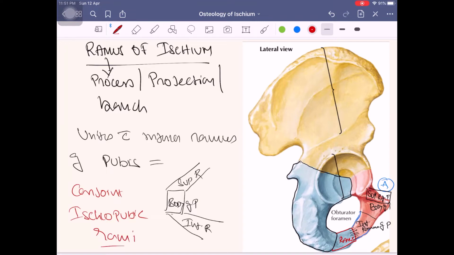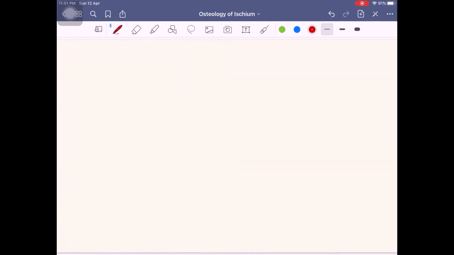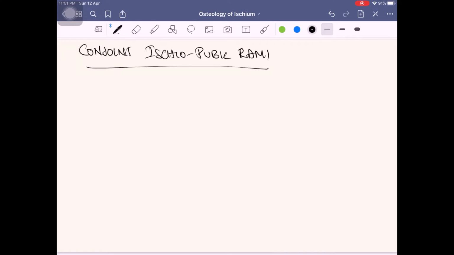So conjoined ischio-pubic rami can be asked as a 5 marker or a 3 marker, even in the viva also. Conjoined ischio-pubic rami is formed by the union of the ramus of the ischium and the inferior ramus of the pubis. Instead of calling it ramus, because they are now joined, we call it conjoint ischio-pubic rami. This is an important question again after ischial tuberosity. This is quite important.